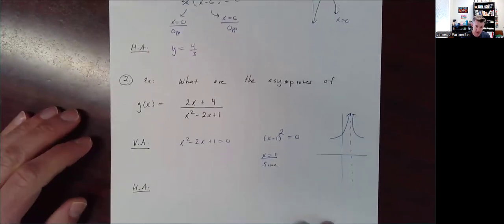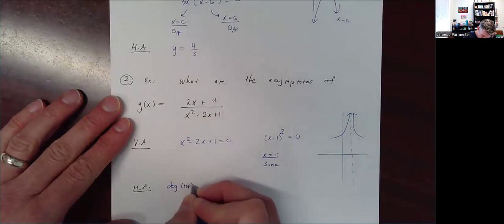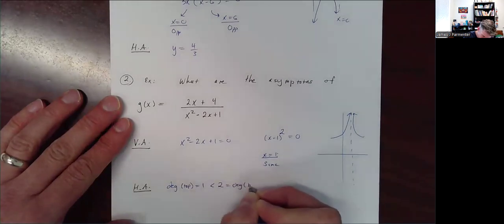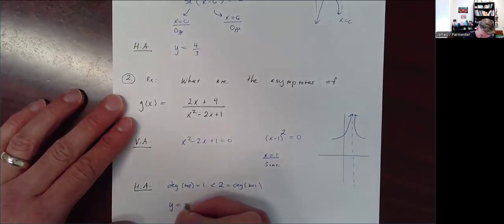And here, for the horizontal asymptote, the degree on top is 1, and that's less than the degree on the bottom, which is 2. If the degree on top is less, then we know that the horizontal asymptote is y equal to 0, or the x-axis.